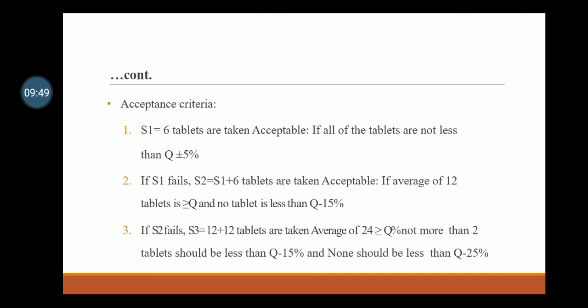Acceptance criteria: S1 equals 6 tablets are taken, acceptable if all the tablets are not less than Q plus or minus 5%. If S1 fails, S2 minus S1 plus 6 tablets are taken, acceptable if the average of 12 tablets is not less than Q and no tablet is less than Q minus 15%. If S2 fails, S3 equals 12 plus 12 tablets are taken, the average of 24 is not less than Q percent, not more than 2 tablets should be less than Q minus 15% and none should be less than Q minus 25%.